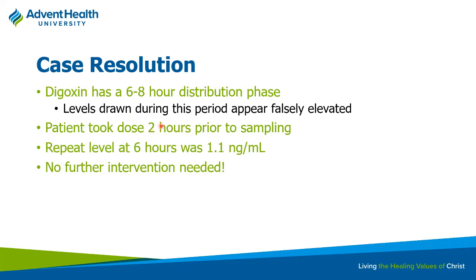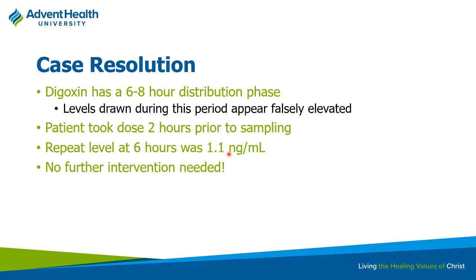And so you find out that the patient took the dose 2 hours prior to sampling, which obviously means you're in that pre-distribution phase. So you'd say, okay, obviously the level looks falsely high. Let me go ahead and recheck it, say 6 hours later, and it came back within the therapeutic range. Now, you wouldn't know this right off the bat, but if you get used to dealing with these drugs, if you work in a cardiology office, you're going to know this.